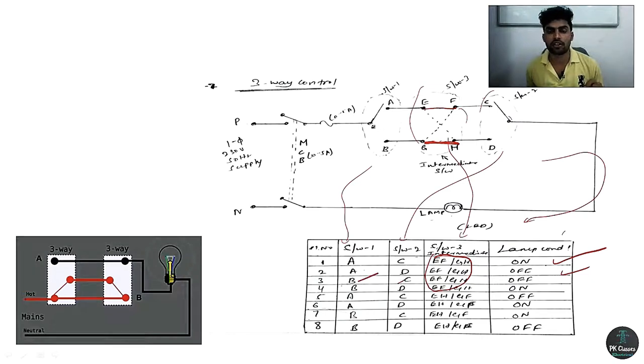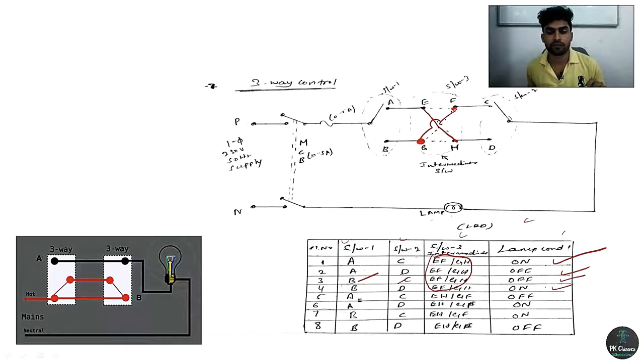See here, switch 1 is in B and then switch 2 is C. What happens? Electrons will move here to here, there is no continuity because it is open, right? So, open, lamp will not be glowing, right? Off condition. Similarly, if suppose switch 1 is in B position, switch 2 is in D position, what happens? Current will flow here to here, lamp will be glowing, on condition. Right. Next, we'll connect the intermediate switch crossed like this.